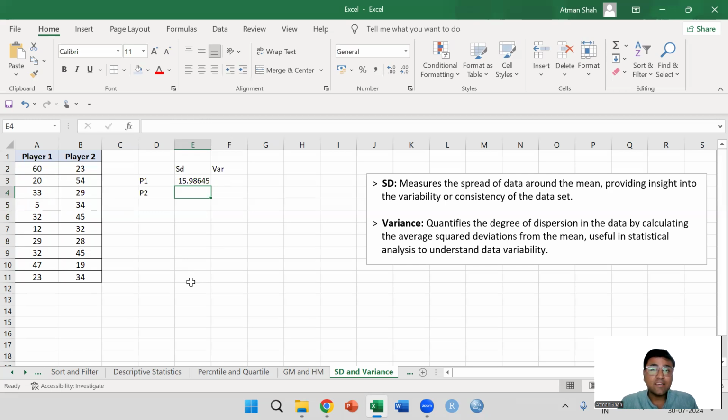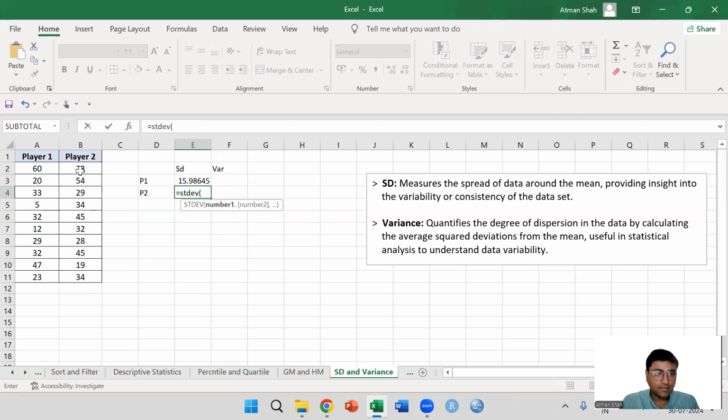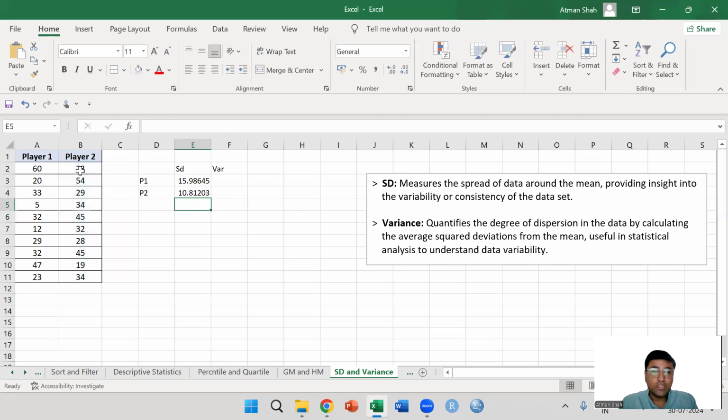Now let's find the standard deviation of player 2. So is equal to again STDEV. Open the bracket. Select the range. B2 to B11. Enter. So here you can see the standard deviation of player 2 is lower than player 1. That means player 2 is more consistent than player 1.